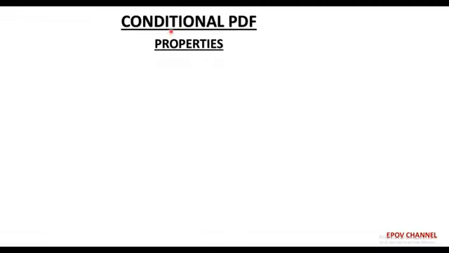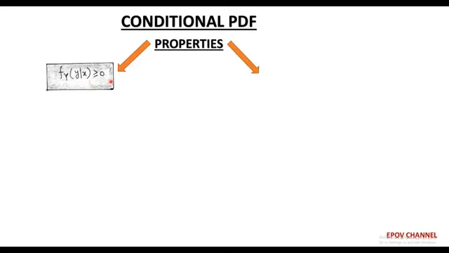Next we discuss the properties of conditional PDF. First property is the conditional PDF, that is f function y provided x is given, is always greater or equals to 0, which means it is a non-negative function. Second property is the area under the curve of conditional PDF is equal to unity. So the integration of f function y provided x given into dy is equal to 1.